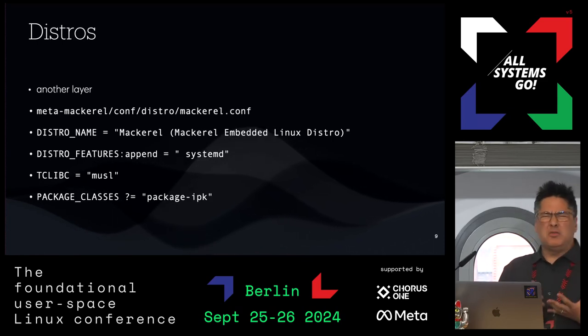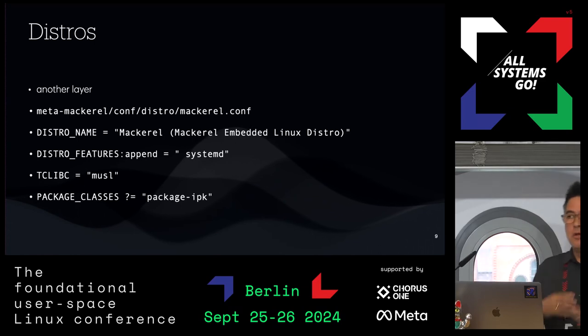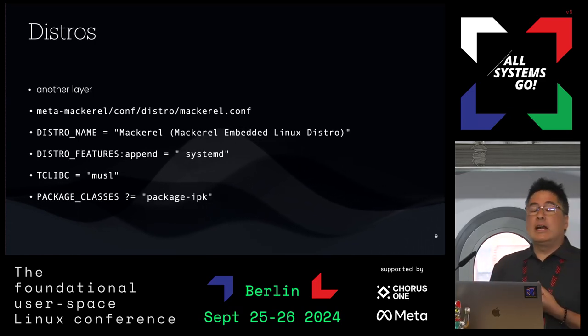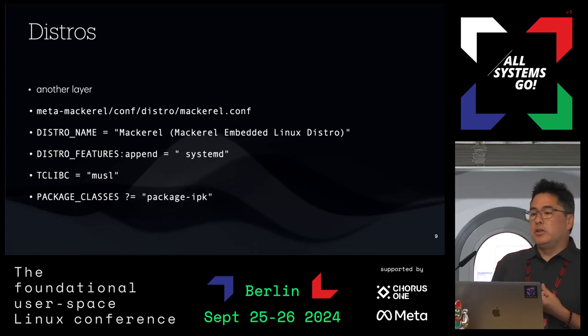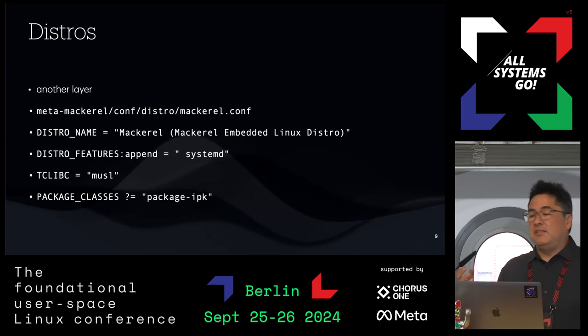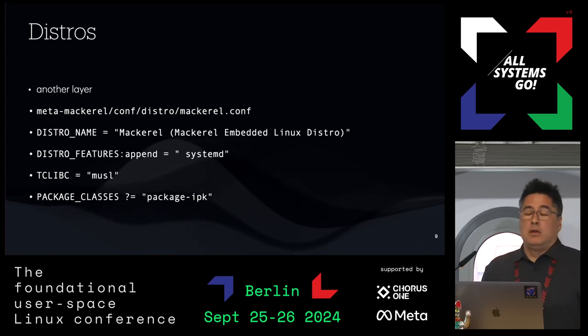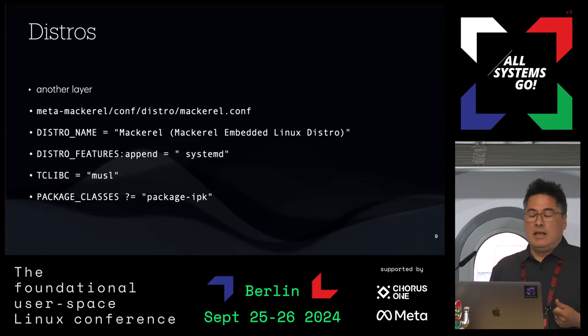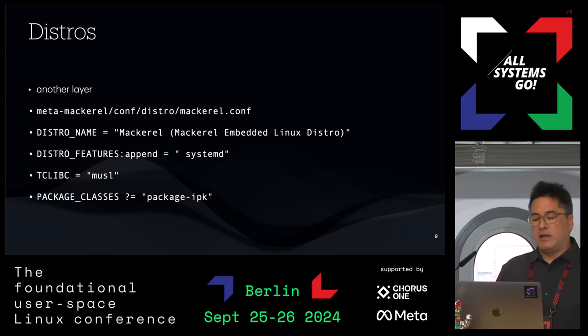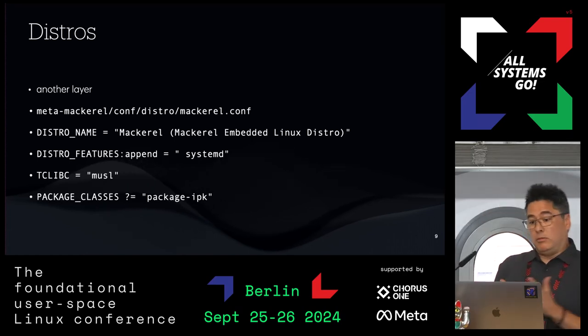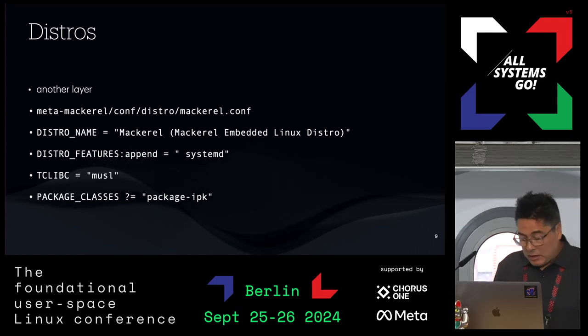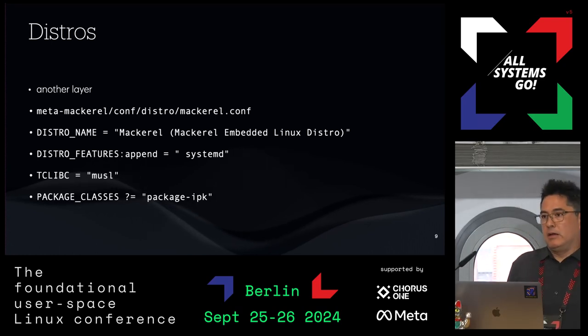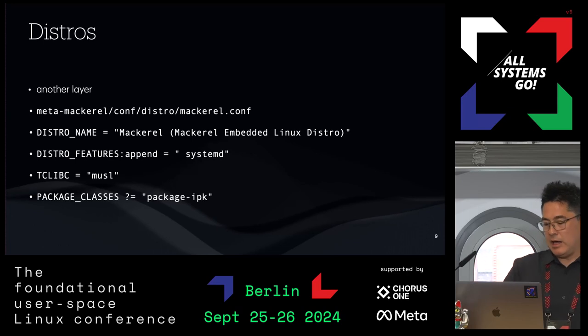And so what do you do when you roll your own distro? You're making choices. You're selecting whether or not you're going to use glibc as your C standard library or musl. You're choosing whether you're going to use systemd as your init system or the classic sysv init. And most importantly, you're choosing your package format. The default is RPM. Here I am switching to IPK.